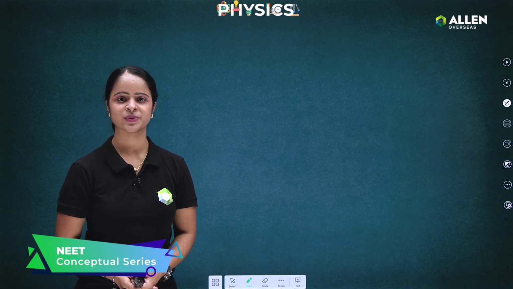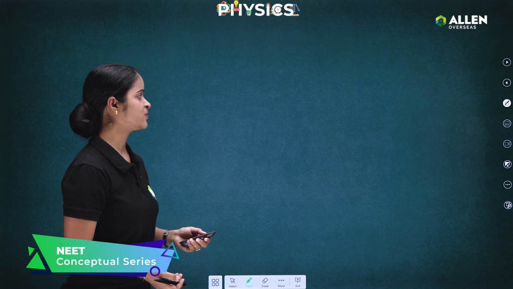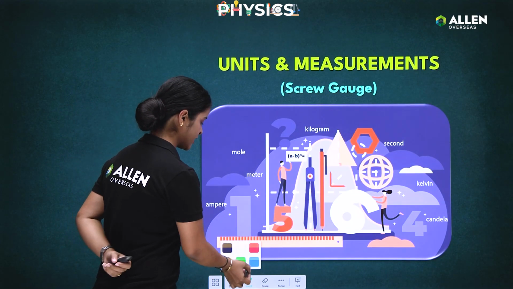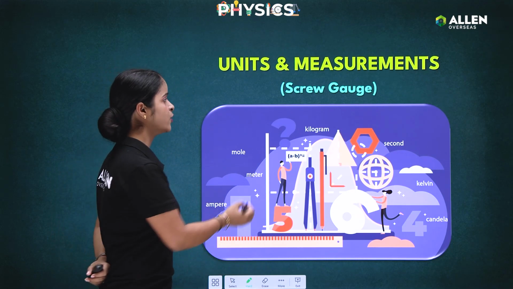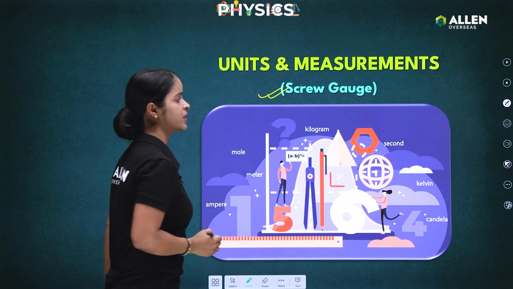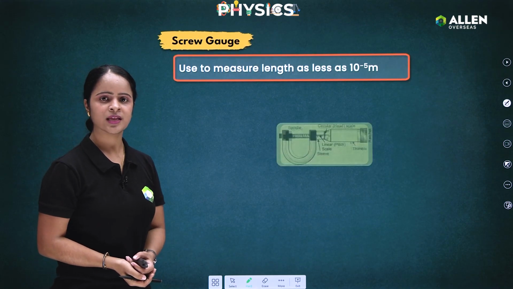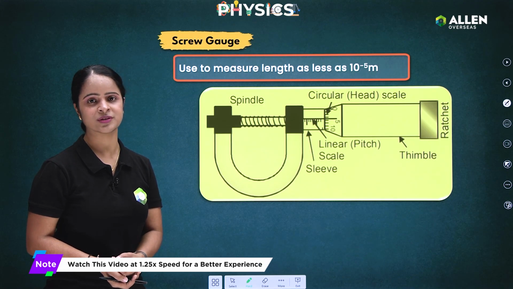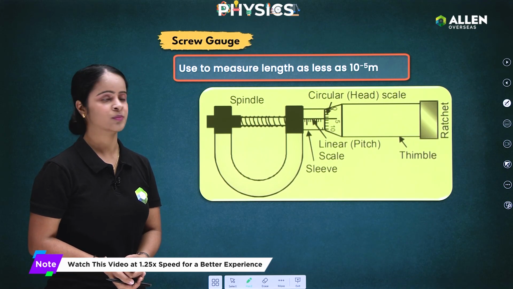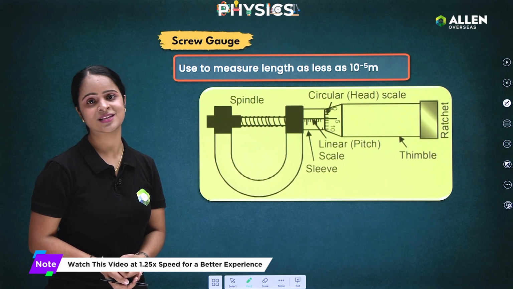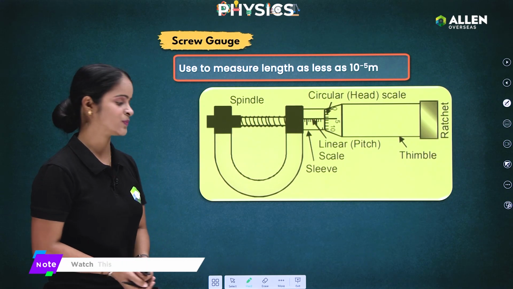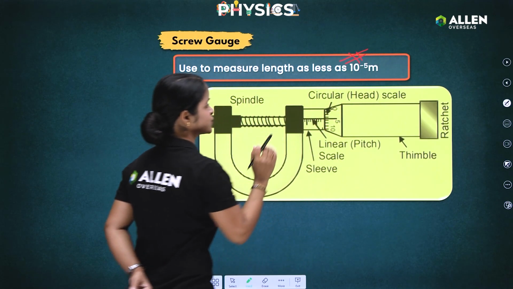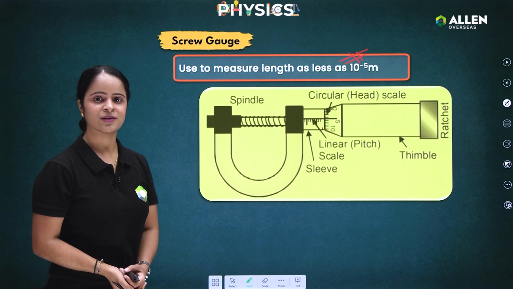So today we are going to learn an important topic, that is screw gauge from units and measurements. The next question that would be coming in your mind, what is the use of this screw gauge? And here is the answer for the same. We can measure only length as less as 10 to the power minus 4 meter with the help of vernier caliper. But what if we want to measure length as less as 10 to the power minus 5 meter? In this situation, we will use this screw gauge, and here is the basic diagram for the same.